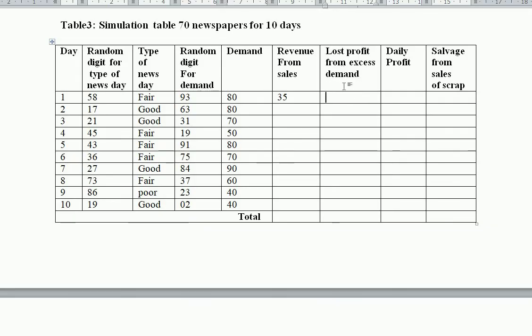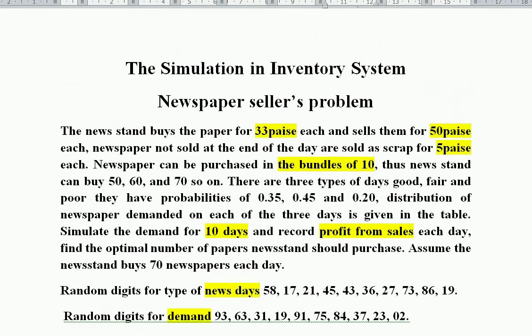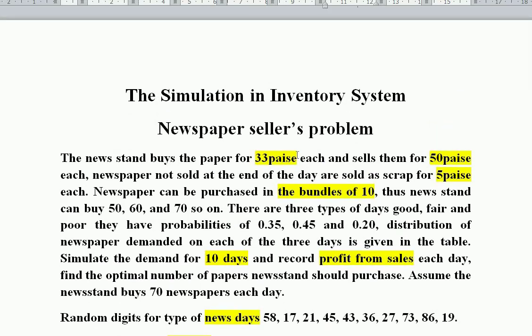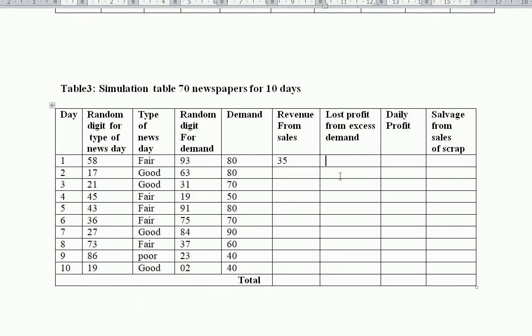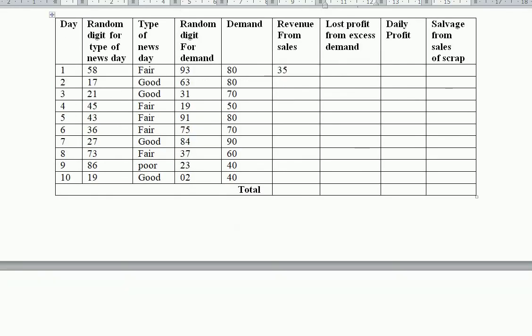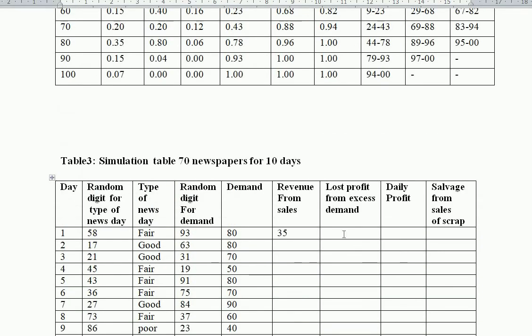So how much profit did they lose? From one paper, how much profit are they getting? They buy for 33 paisa and sell for 50 paisa, so there is a profit of 17 paisa for one newspaper. They have excess demand for 10 newspapers, so 17 paisa into 10, we are going to get a value of 1.7.